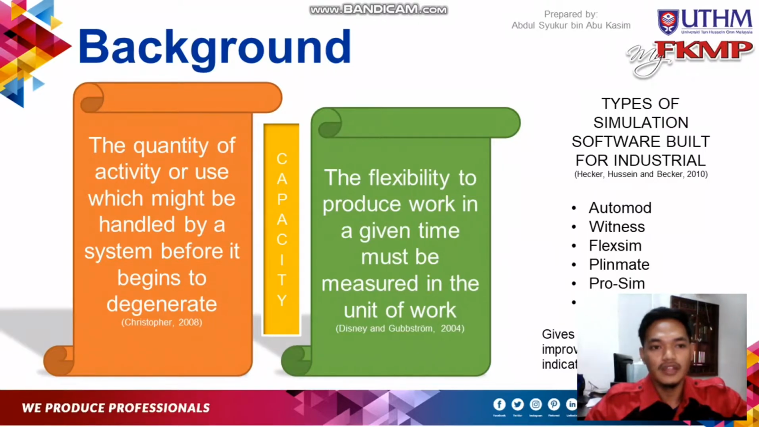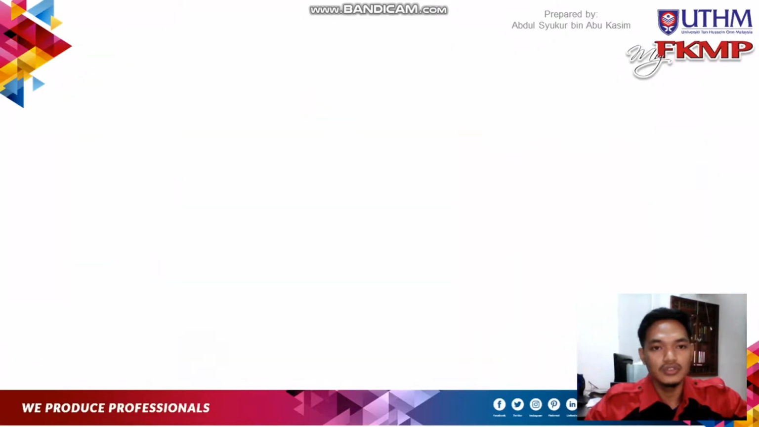Capacity is the quantity of activity or use which might be handled by a system before it begins to degenerate. The ability to produce work in a given time must be measured in units of work. There are many types of simulation software built for industry, such as AutoMod, Witness, FlexSim, PlanetMate, ProSim, and also Arena simulation software. For this project, Arena simulation software is chosen to accomplish the objectives. Arena also gives a better solution for improvement in performance indicators for industries.